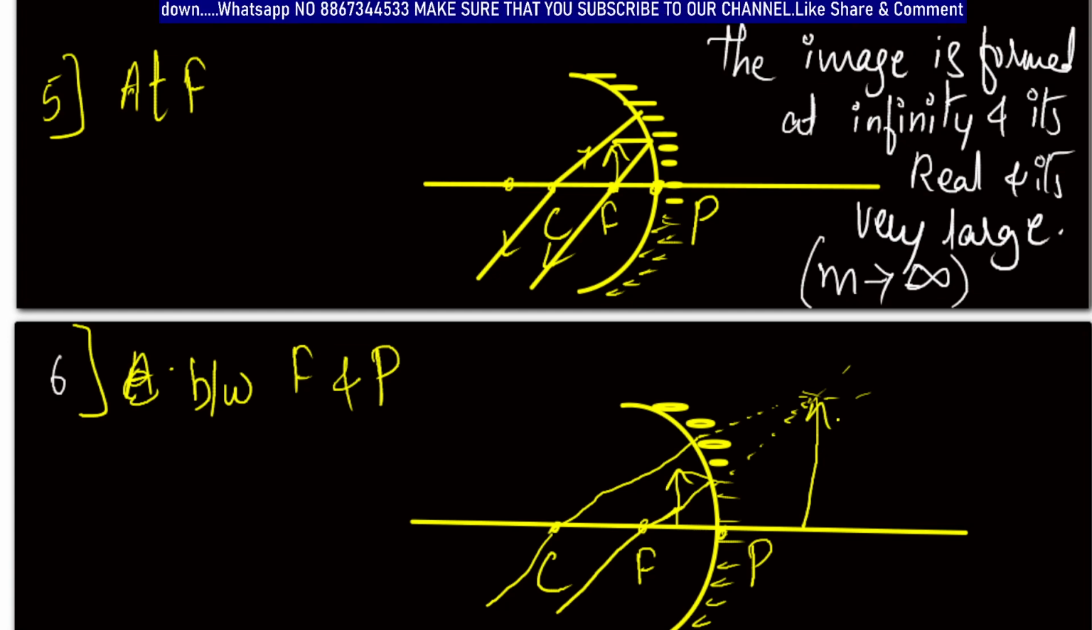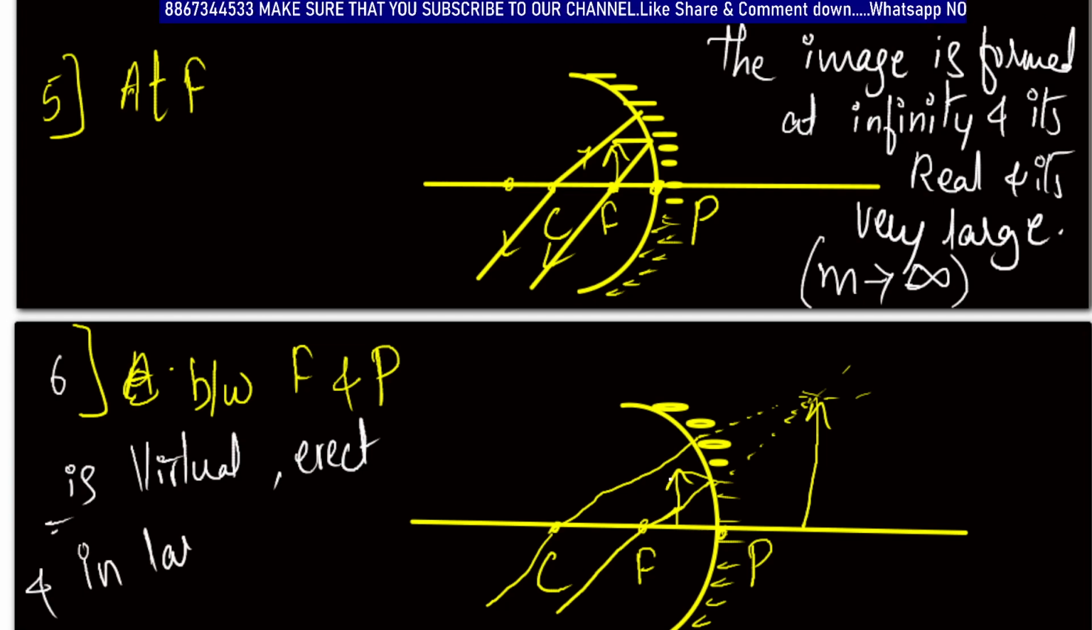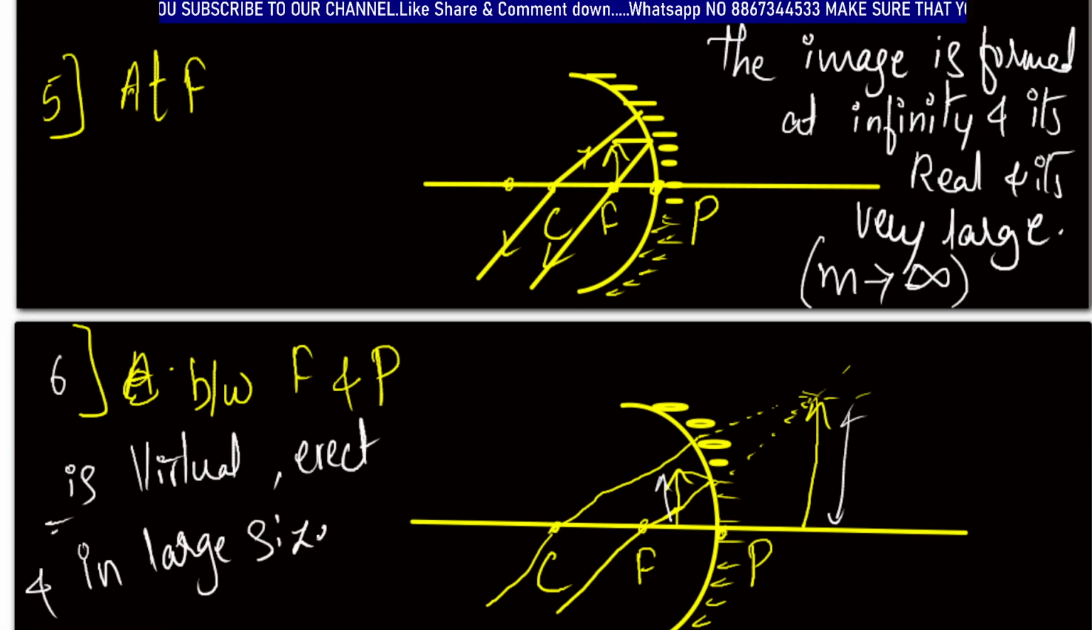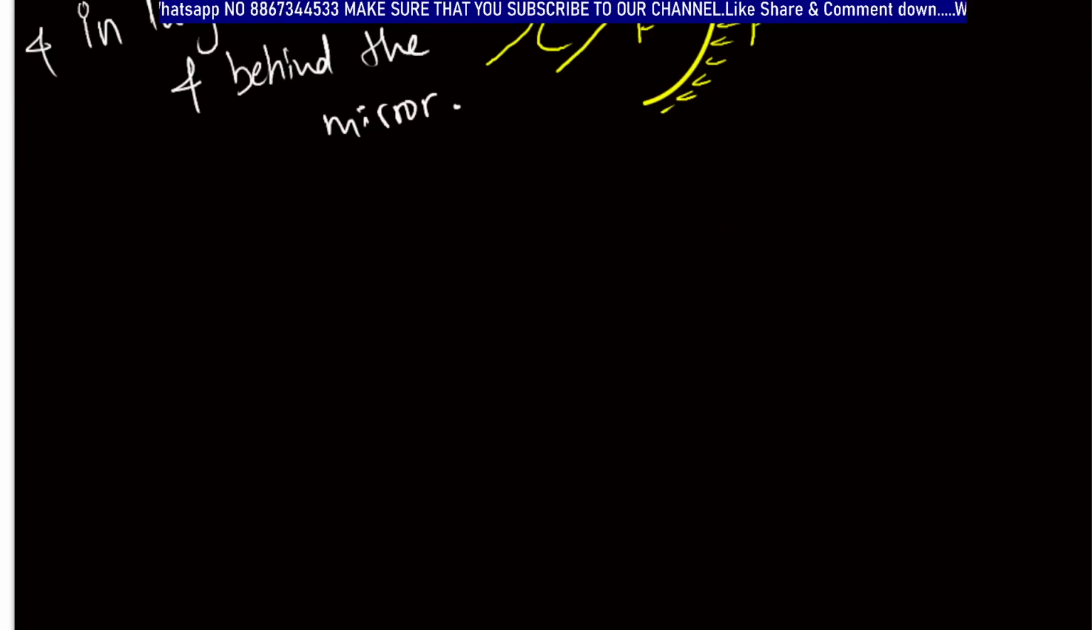So in this case, when the object is placed between the focus and the pole, we see the image formed is virtual because it is behind the mirror, erect, and large in size. When we compare the height, we can see here, it's in large size and behind the mirror. These are the 6 cases of image formation in a concave mirror.